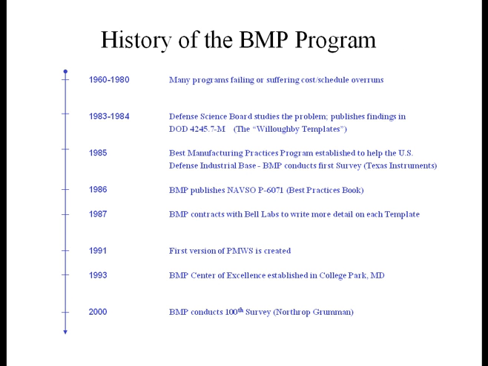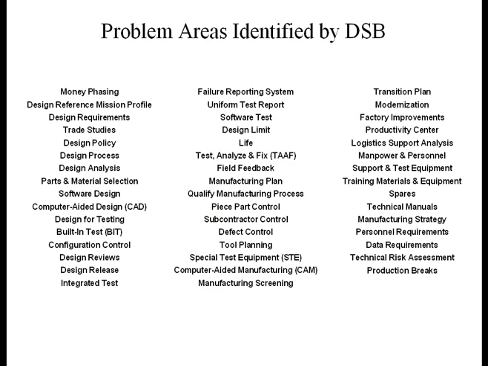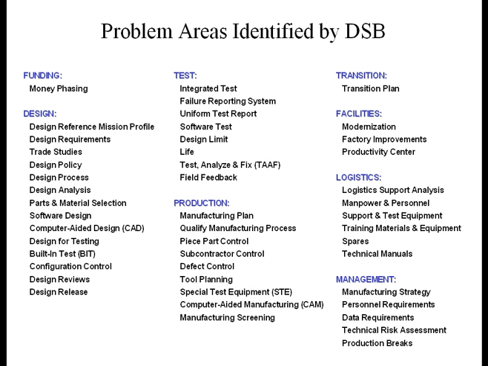First, a little history. In the 1960s and 70s, many defense programs either failed or suffered significant cost and schedule overruns. In 1983, the Defense Science Board assembled a group of graybeards, taken from government, industry, and academia, to look at the problem. What they discovered was that it wasn't high technology that was killing us, but basic engineering discipline that we knew how to do. The DSB identified 47 major problem areas, which were grouped into 8 categories.